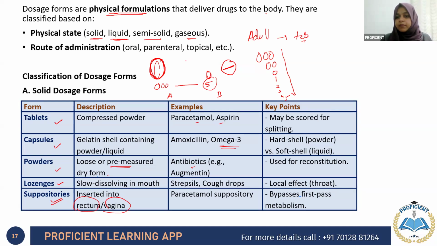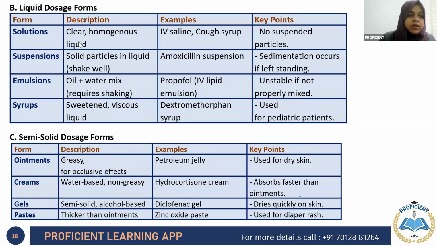Clear? Okay. Next is your liquid dosage forms. In liquid dosage forms, you have solutions. In solutions, can you see any different phases? No. It is a clear solution. So whatever drug is there, it is dissolved in the fluid. That is a solution. You cannot see anything. There is only one phase. Examples are saline, cough syrup and all.